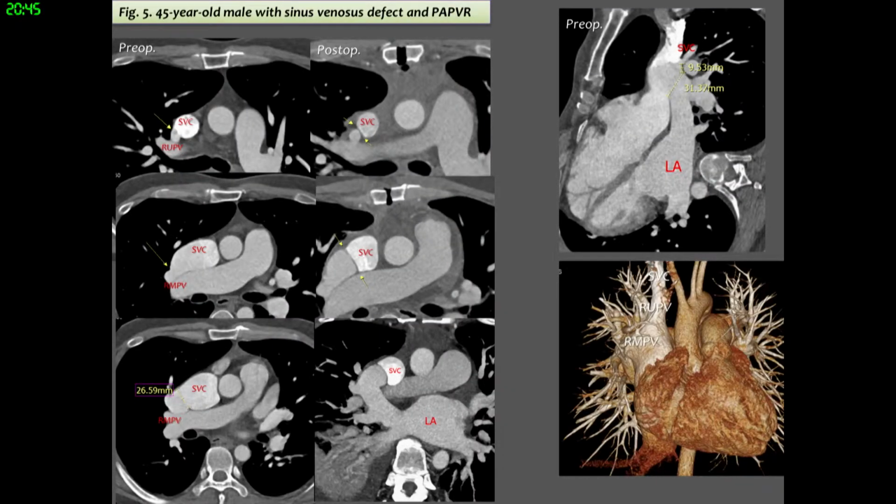This is a 45-year-old male patient with sinus venosus defect and PAPVR. A small right upper pulmonary vein drains into the mid-SVC. A large right mid-pulmonary vein drains into the left atrium with a defect of the septum between the pulmonary vein and lower SVC near the SVC-atrial junction. The anomalous pulmonary drainage was rerouted into the left atrium using a baffle, and the septal defect was closed using a baffle too.